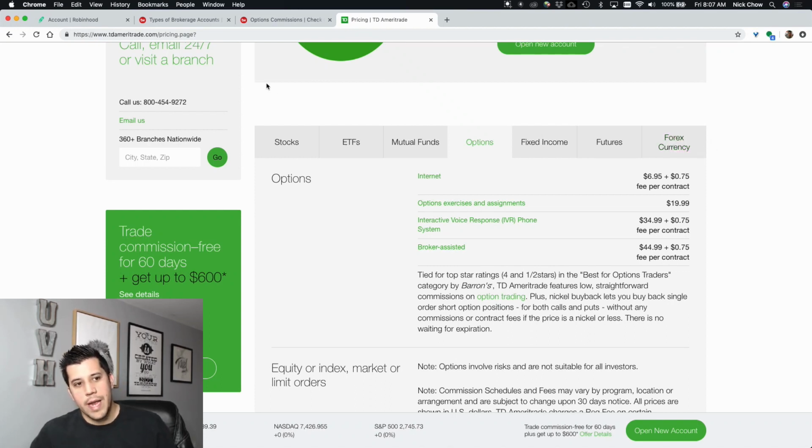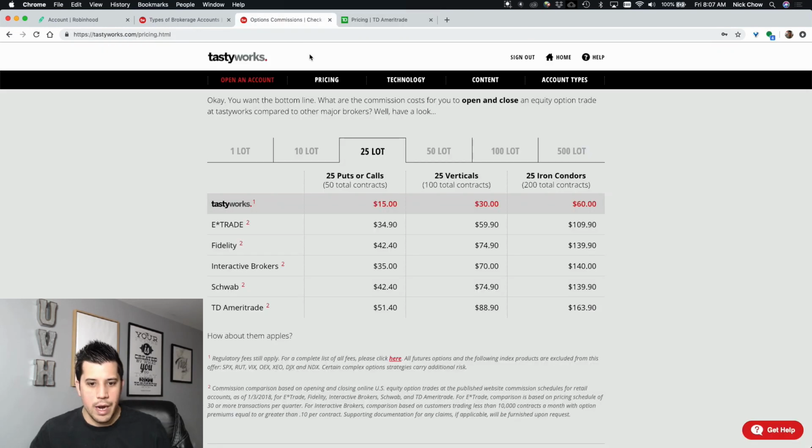So for a small account, I think Tastyworks is the best. When you get to TD Ameritrade and E-Trade, you can compare the prices here too, how much it will cost you. So for a small account, I definitely think Tastyworks is the best. And also, let's say you still wanted to sell premium with Tastyworks or TD Ameritrade, you can open two accounts. You can open a margin account to sell premium in there, and then you can open a cash account to day trade calls and puts on, if you want to do that.